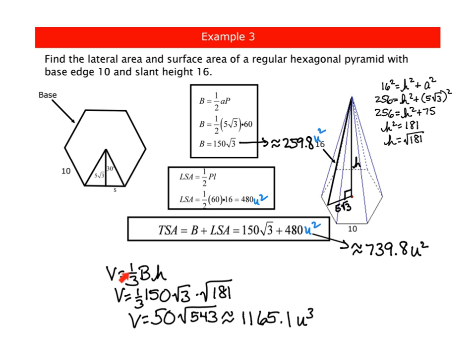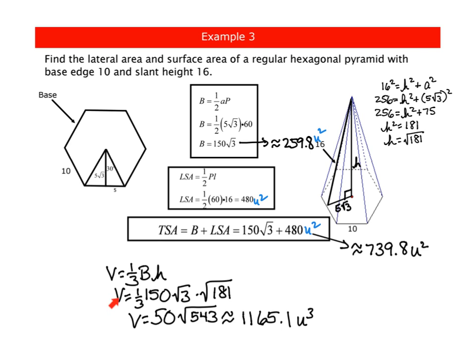Now I'd like to find the volume. Well, the volume is 1/3 the area of the base times the height. My height is not given here, so I have to use the right triangle that is inside of my pyramid. So I have a right triangle formed with my slant height, my apothem, and the height. So 16 is my hypotenuse. 16 squared equals height squared plus apothem squared. Plugging in, I find that my height is the square root of 181.